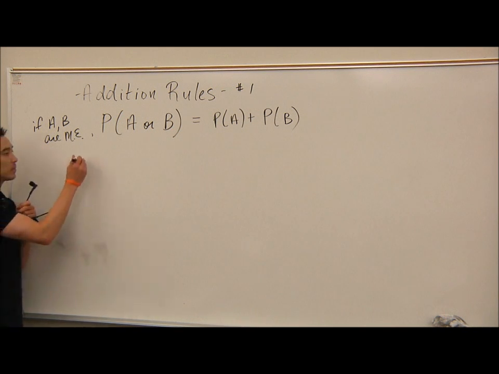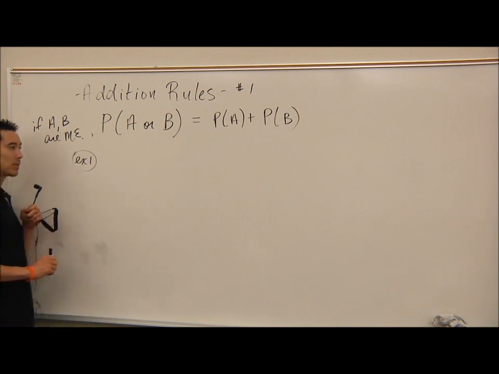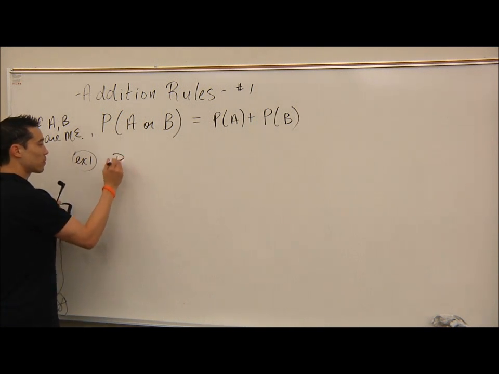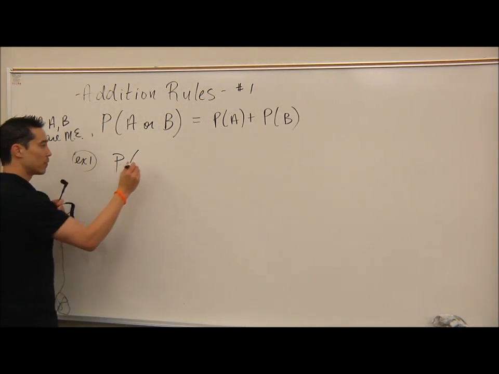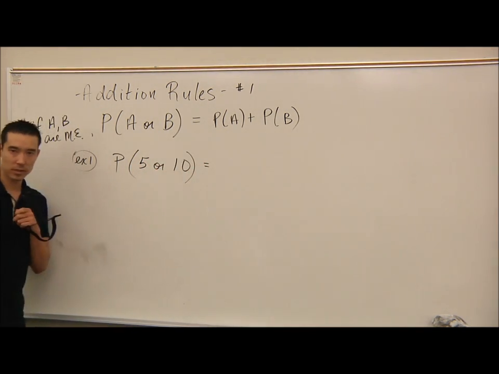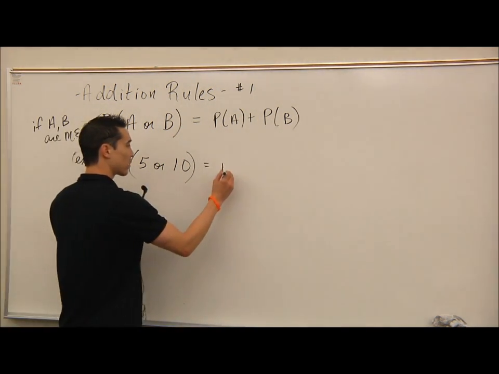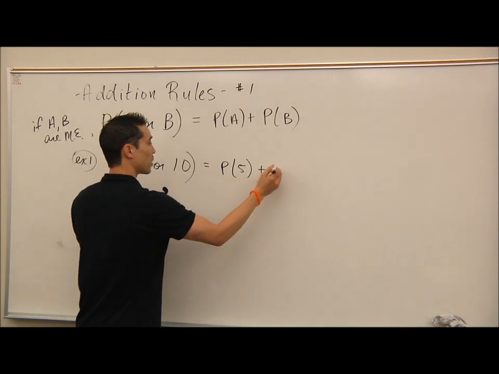All right, let's do a couple of examples. Example number 1. Let's say I select a single card from a deck of cards. What's the probability that card is a 5 or a 10? So here's how I would write that: the probability of drawing a 5 or a 10. Before I continue, are these mutually exclusive? Yes, you can't get a 5 and 10 at the same time. So we're just going to follow this rule. It's simply the probability of drawing a 5 plus the probability of drawing a 10.